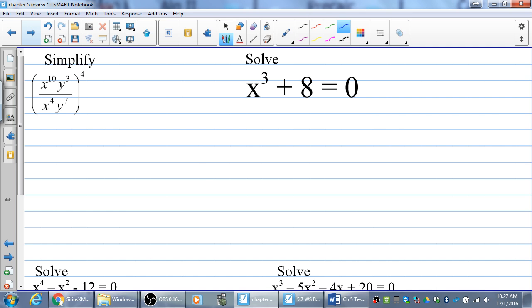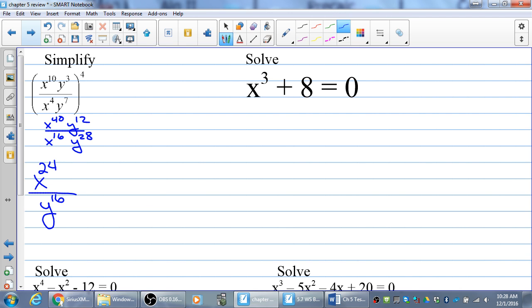Simplify. There's a couple ways to do this one. You could do, how about we raise everything to the 4th power? It's going to be x to the 40, y to the 12th, x to the 16th, y to the 28th. This is one possibility. And then 16 of these are going to cancel out, and you're left with 24 on top. So x to the 24th is on top. Now there's more y's on the bottom, so that's y to the 16th power.